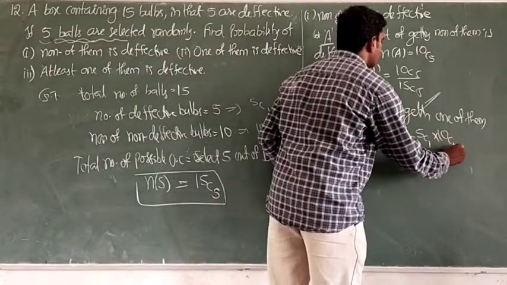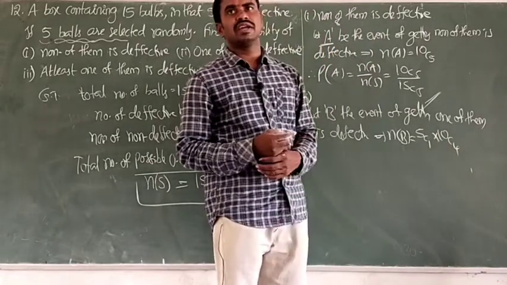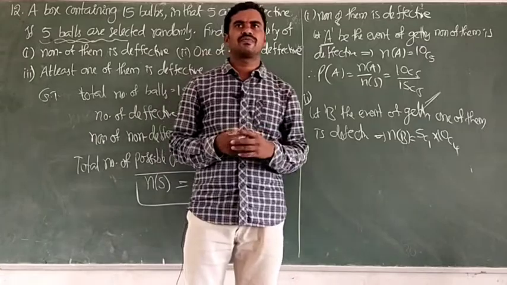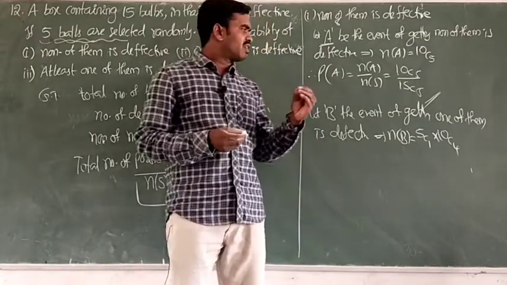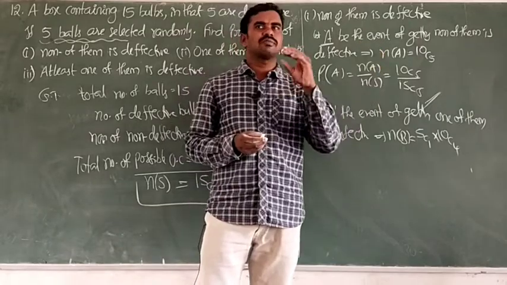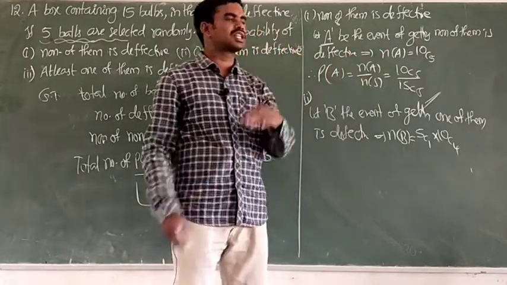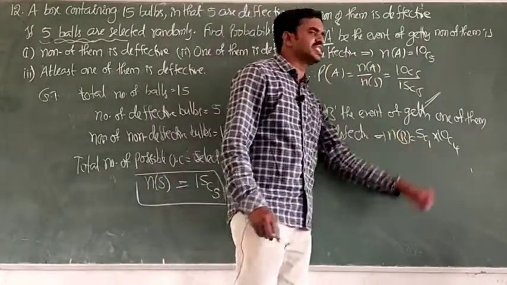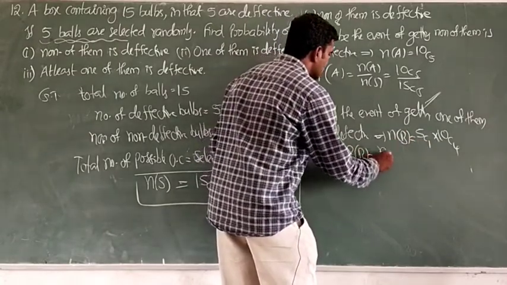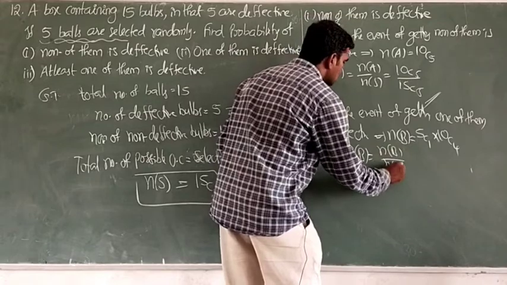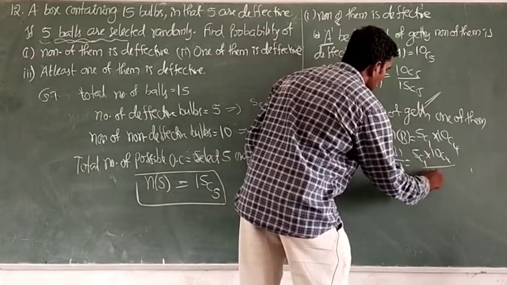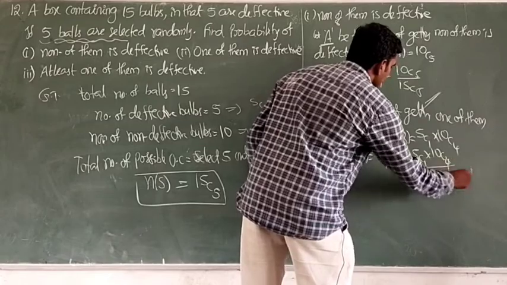Here, into, I am writing. Why? In permutation combinations we have a statement: if a work is done in m ways and another work is done in n ways, the total work can be done in m into n ways. Using that concept, 5C1 into 10C4. So now what is the probability? Probability of B is n of B by n of S. So that is 5C1 into 10C4 by 15C5, which is the answer.